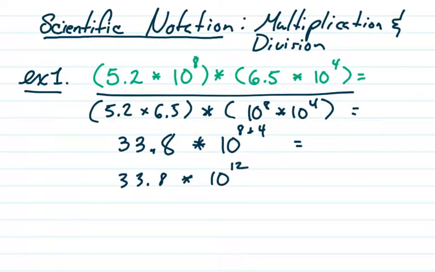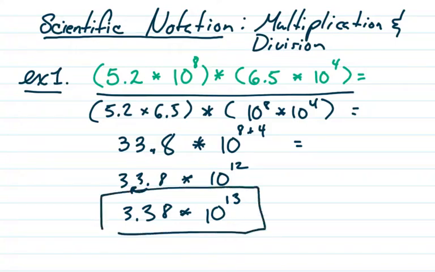However, this is not appropriate scientific notation. I have 2 digits to the left of the decimal. I'm only supposed to have 1. So I need to convert this. I need to make this 3.38 times 10 to the something. Now, I moved the decimal to the left, so that's actually going to make this number higher. So this is going to be 3.38 times 10 to the 13th power.